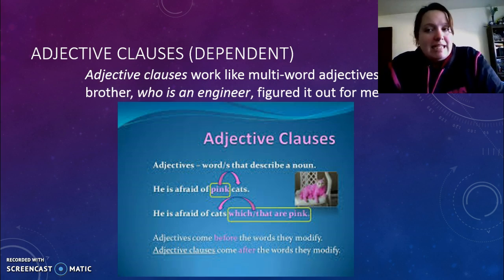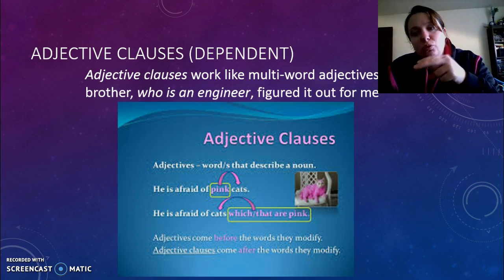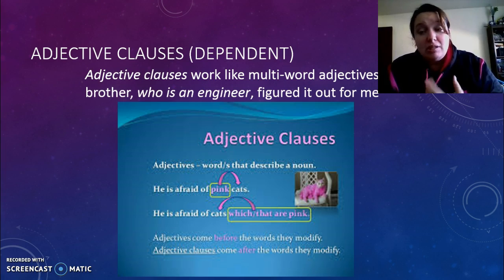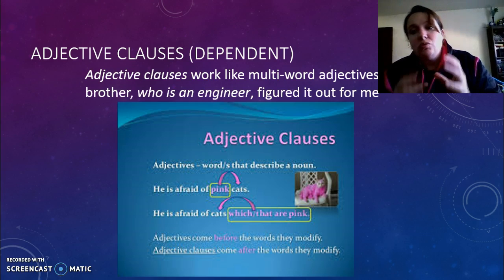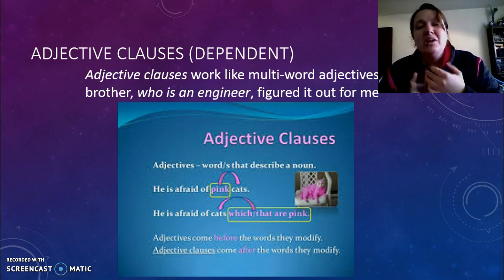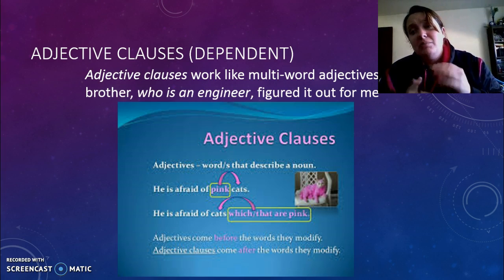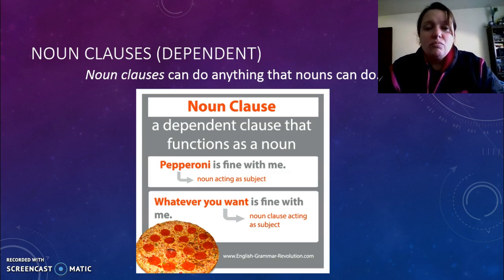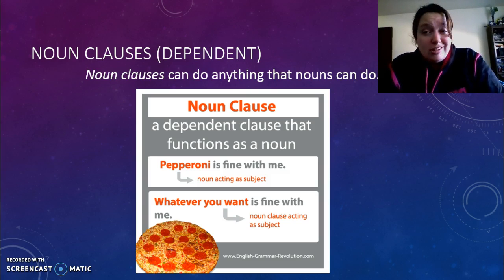Adjective clauses, same exact thing. They function as adjectives. So we see in our little cool infographic, adjectives, which describe nouns, can be single words or they can be entire clauses. So he's afraid of pink cats, or he's afraid of cats which or that are pink. So those are entire clauses. The thing about these is when you have adjective clauses, they can sometimes be sort of wordy, and we don't want your paper to be overly wordy. So be conscious of these, not just because they could be incomplete sentences or fragments, but because they can be overly wordy.